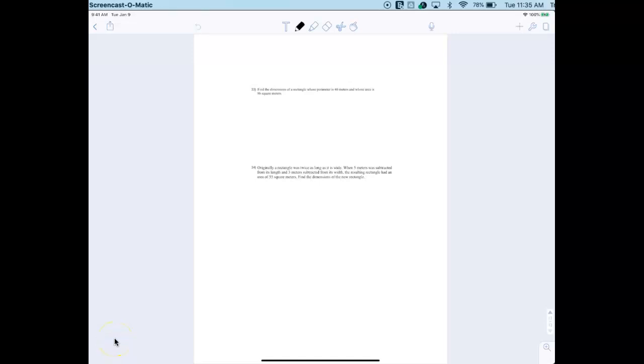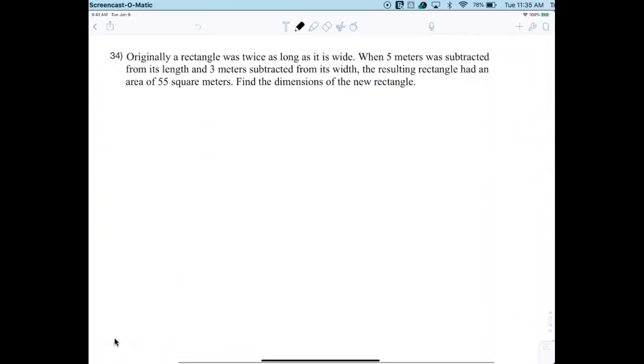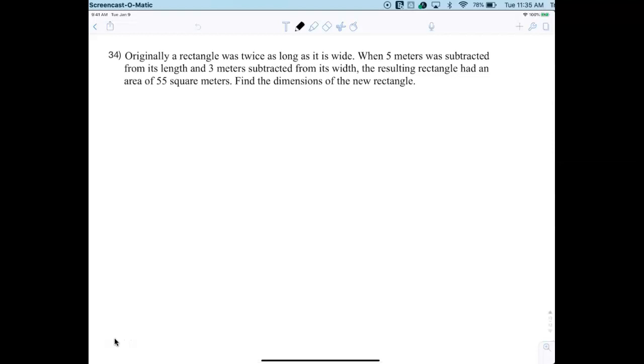Okay, so again, back to the SAT type questions dealing with quadratics, and I want you to look at question number 34. It says originally a rectangle was twice as long as it is wide. When 5 meters was subtracted from the length and 3 meters subtracted from the width, the resulting rectangle had an area of 55 square meters. Find the dimensions of the new rectangle.